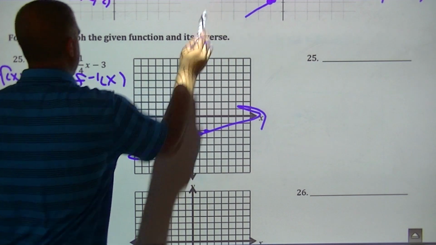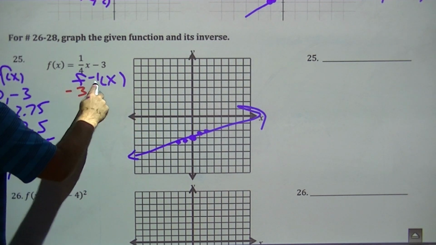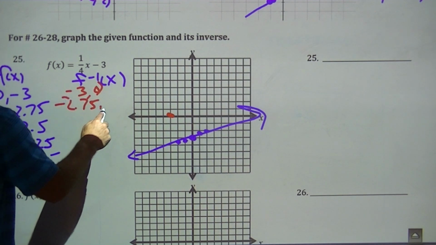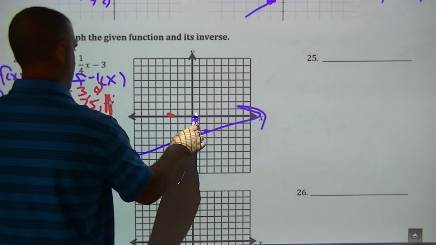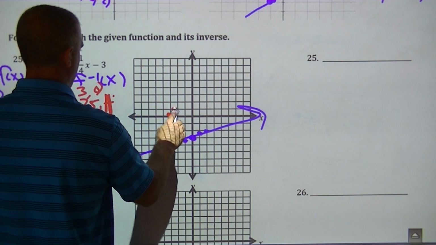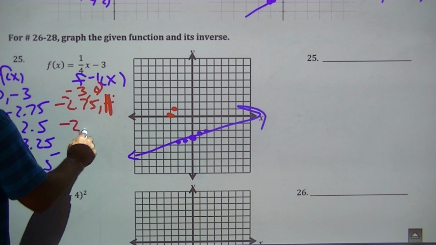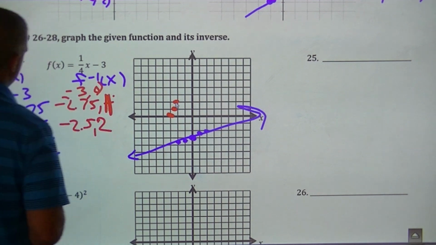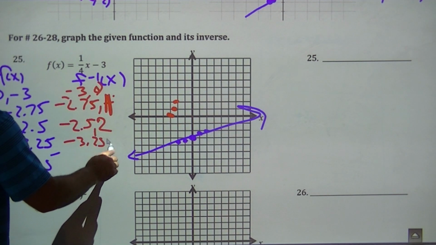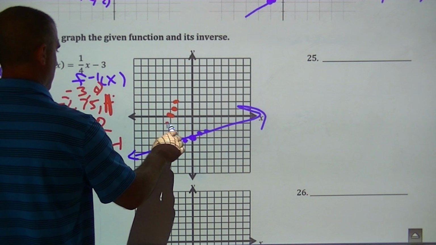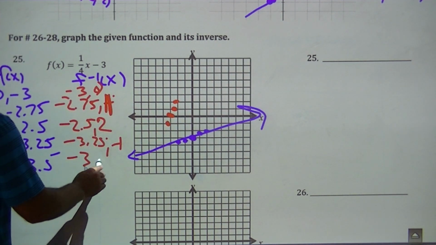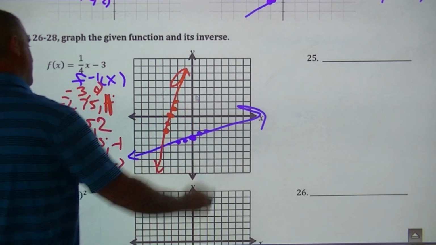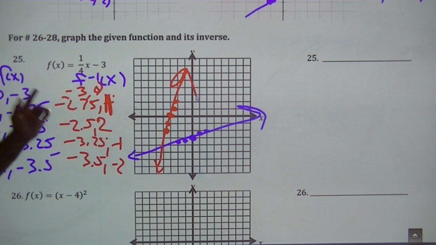Okay? Now, to get the inverse, flip those around. (-3, 0). (-2.75, 1). Okay? (-2.5, 2). Okay? (-3.25, -1). And then (-3.5, -2). So what you got, the thing in red, becomes your line. So all you got to do is flip them.